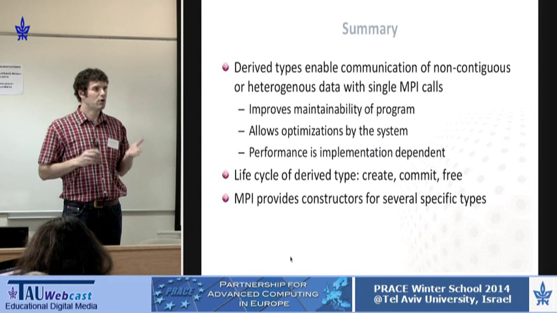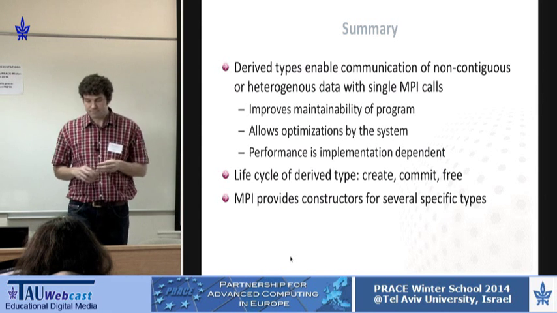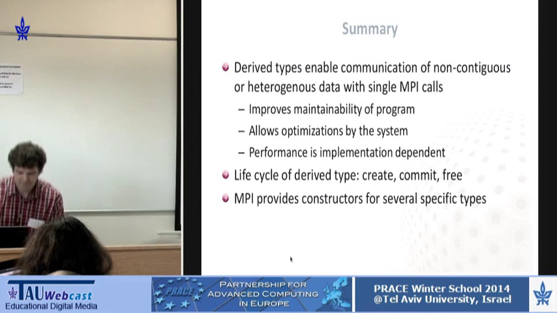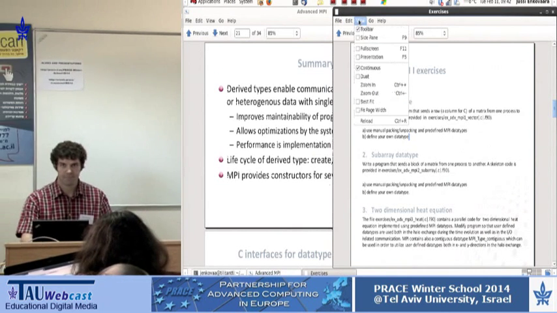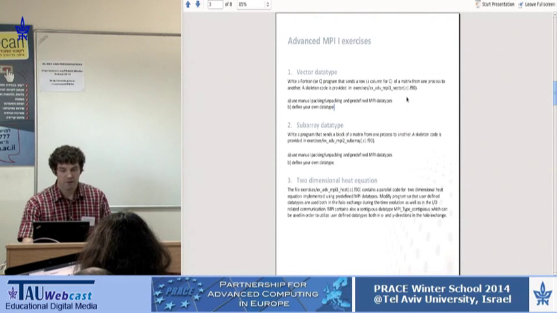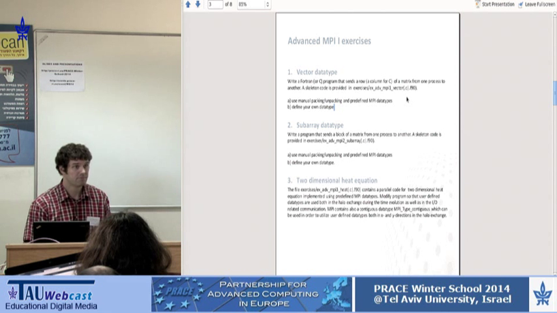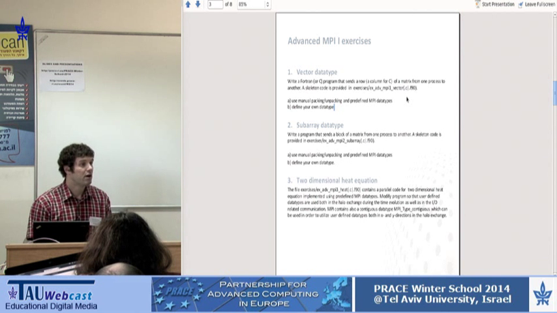Okay, so I think the best way to learn something is to get your hands dirty and do some programming yourself. So there are some exercises you could now try to do. First, you should try the same example I did, sending a row if you're a Fortran programmer or a column if you're a C programmer, using both manual packing and unpacking and predefined MPI data types. Then continue with the SUBARRAY data type.